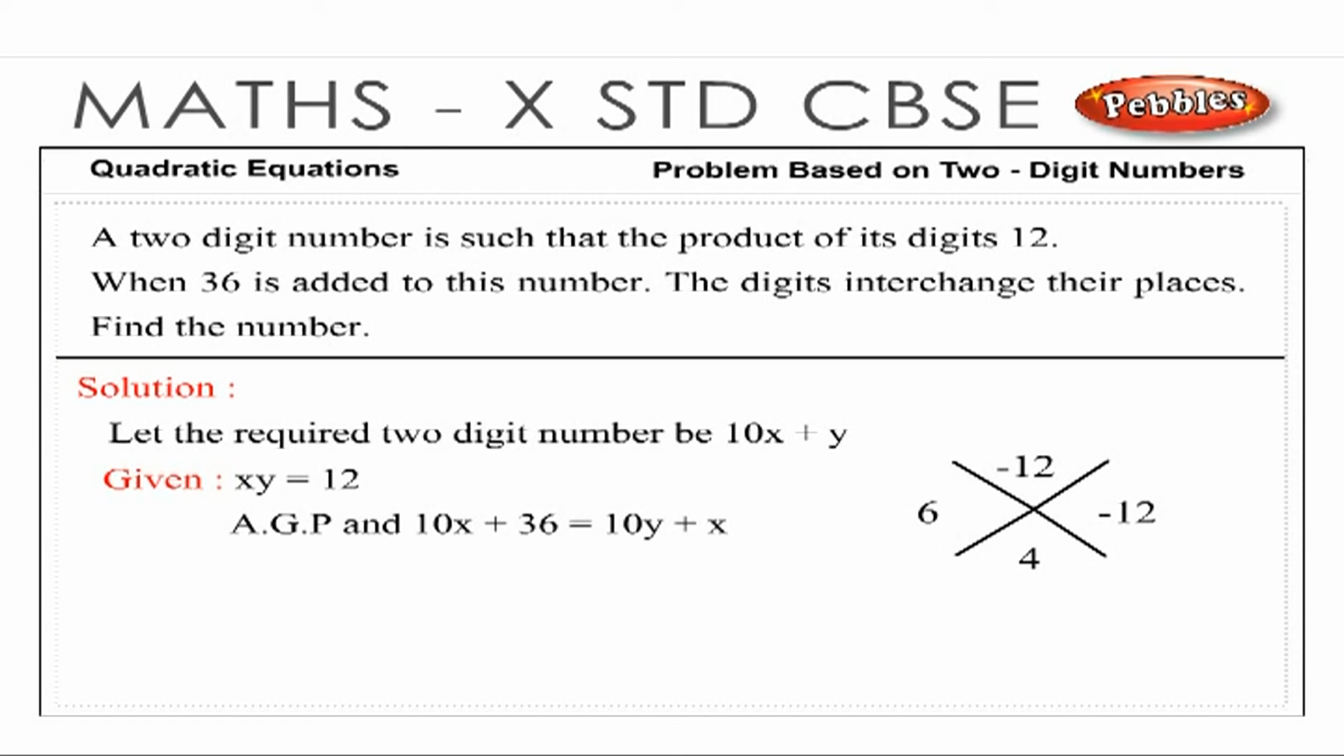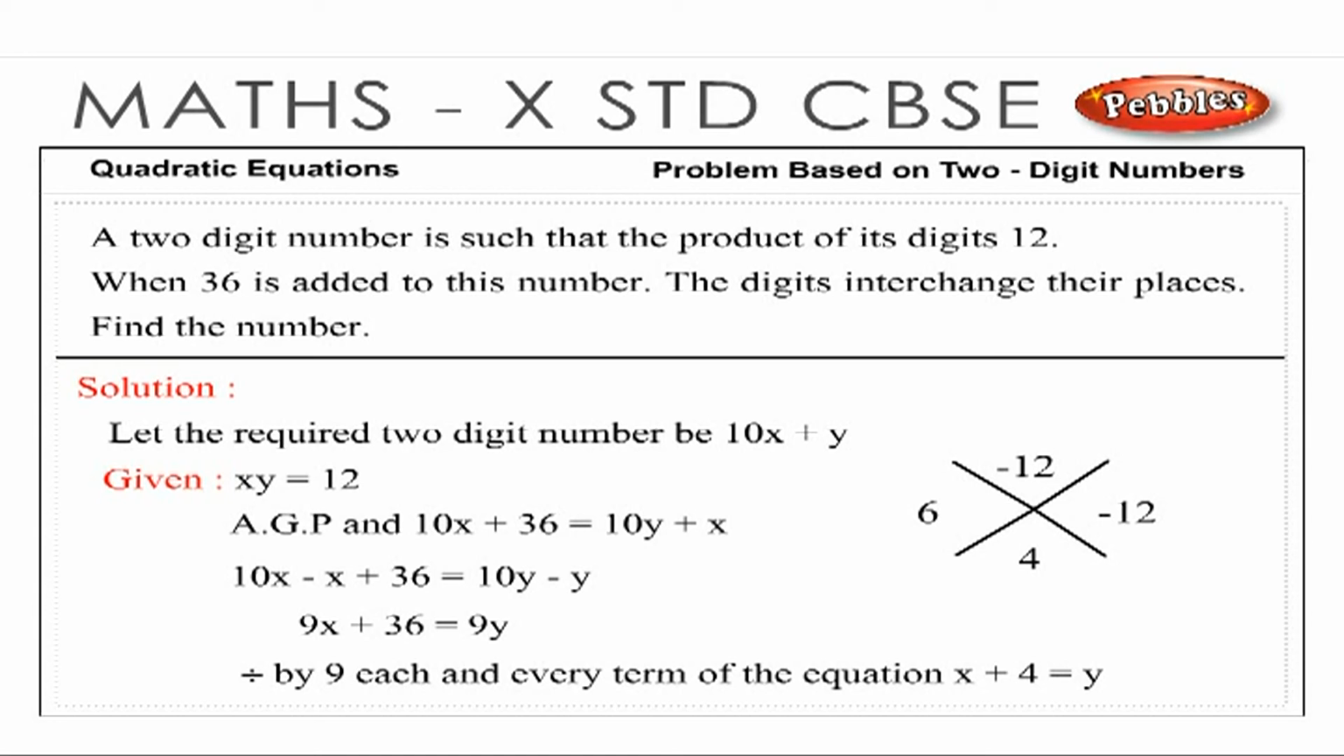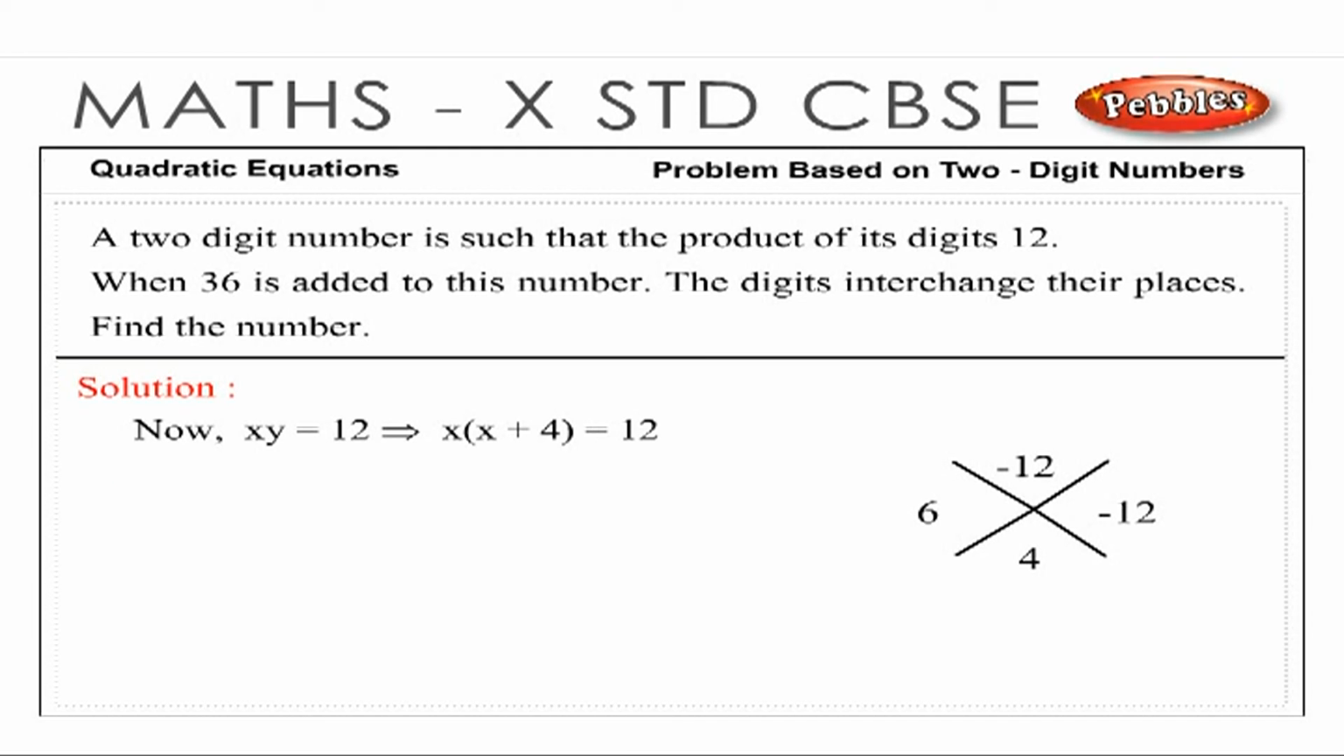And 10x plus 36 is equal to 10y plus x. 10x minus x plus 36 is equal to 10y minus y. 9x plus 36 is equal to 9y. Dividing by 9, the above equation reduces to x plus 4 is equal to y. Now, xy is equal to 12, which implies x into (x plus 4) is equal to 12.